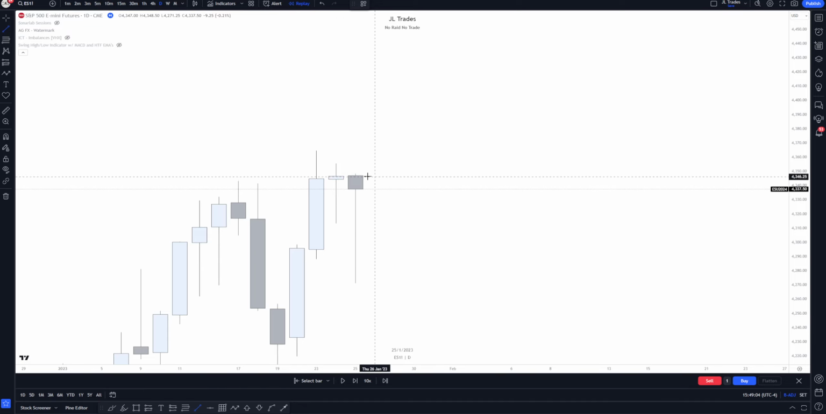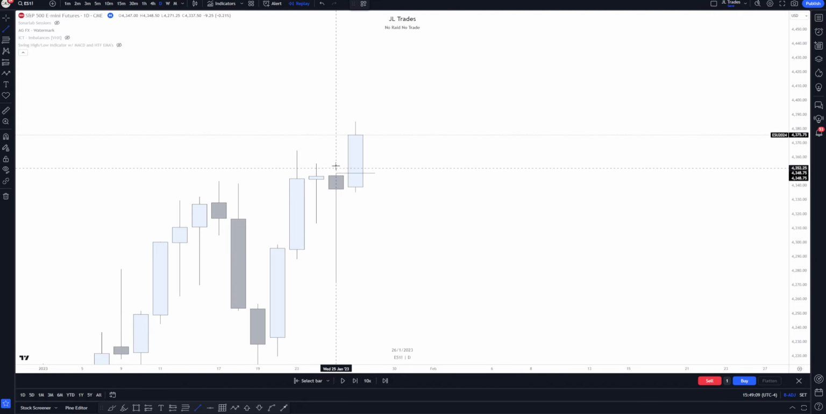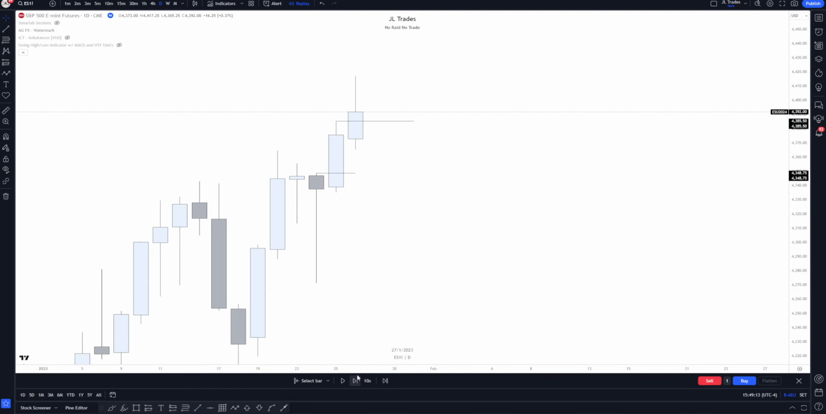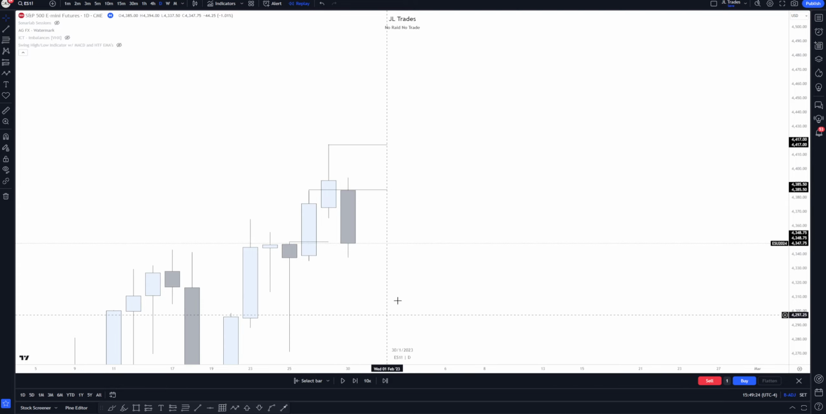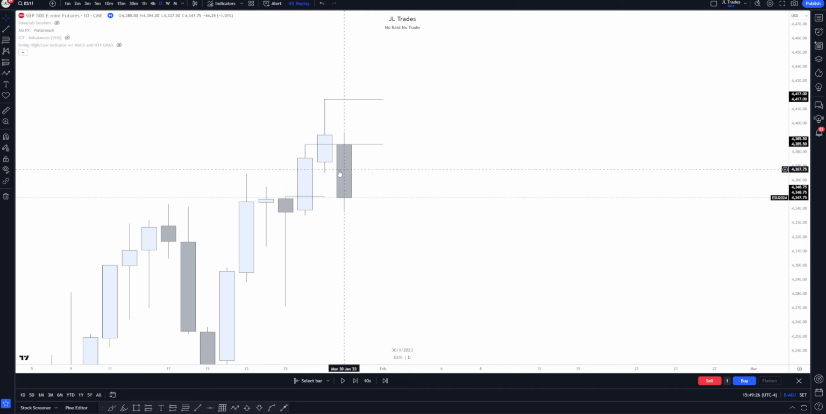What can I expect for the next day? This high to get taken. We take this high, close above it. What can I expect for the next day? This high. We take this high, still close above the candle. What can I expect for the next day to do? Potentially, it's not guaranteed, but this high. We fail to take this high. We take this low instead.